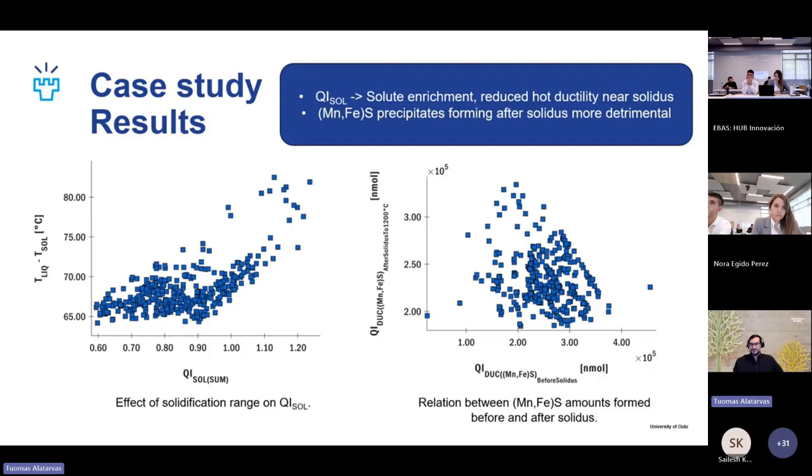So this was a small presentation of how to investigate and identify these critical quality indices for different kinds of steel grades using industrial data.